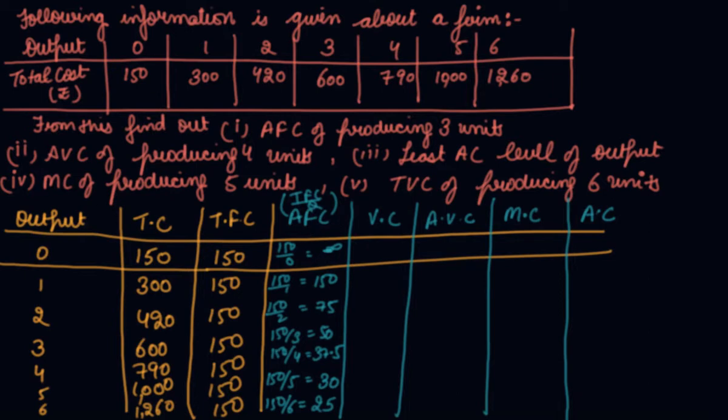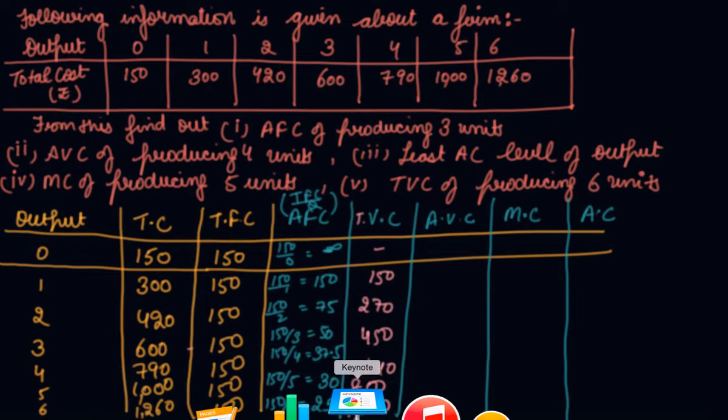Now your variable cost. How will we find out your variable cost? Total cost minus your fixed cost gives you your total variable cost. 150 minus 150 will be nothing. Then 300 minus 150 is 150. Then 420 minus 150 is 270. 600 minus 150 is 450. 790 minus 150 is 640. Then 1000 minus 150 is 850. 1260 minus 150 is 1110. So this is how you can find out your total variable cost.